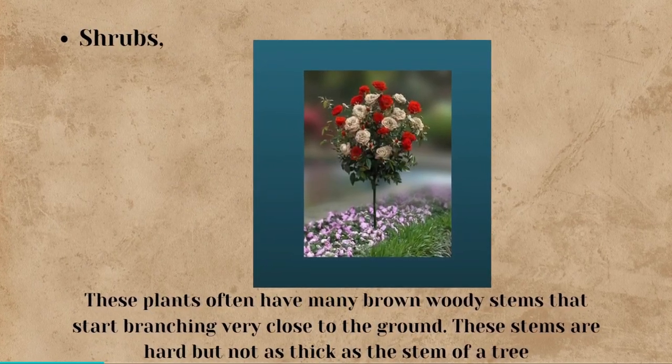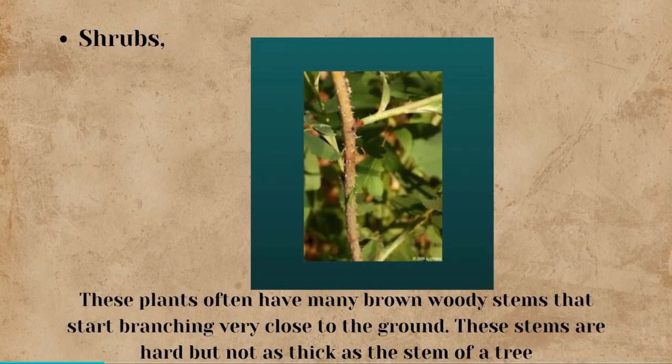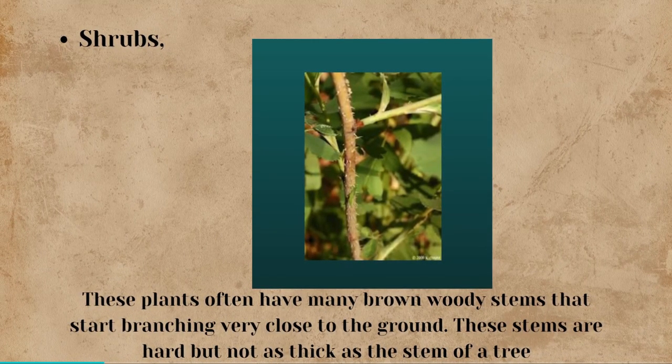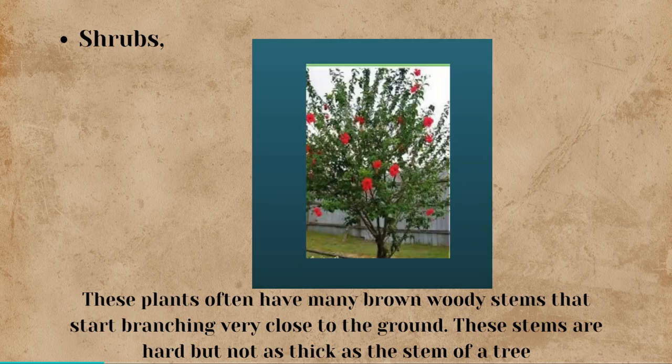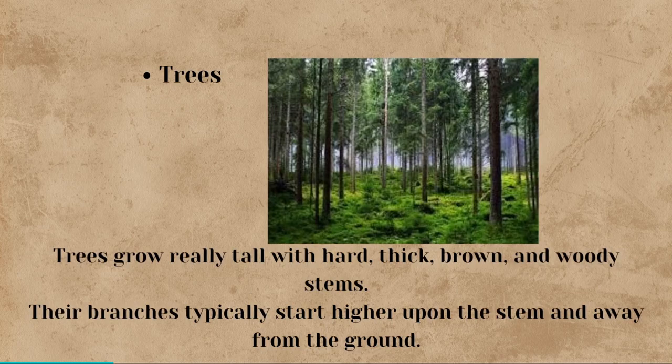Shrubs are plants that often have many brown woody stems that start branching very close to the ground. These stems are hard but not as thick as the stem of a tree. Whereas trees grow really tall with hard, thick, brown and woody stems. Their branches typically start higher up on the stem and away from the ground.